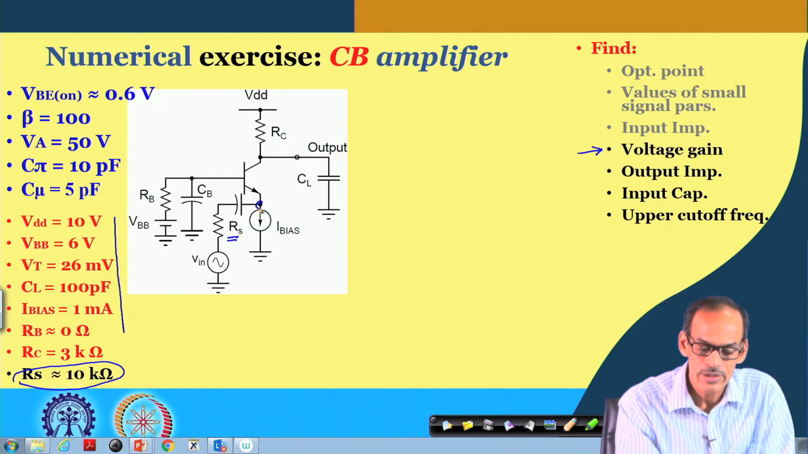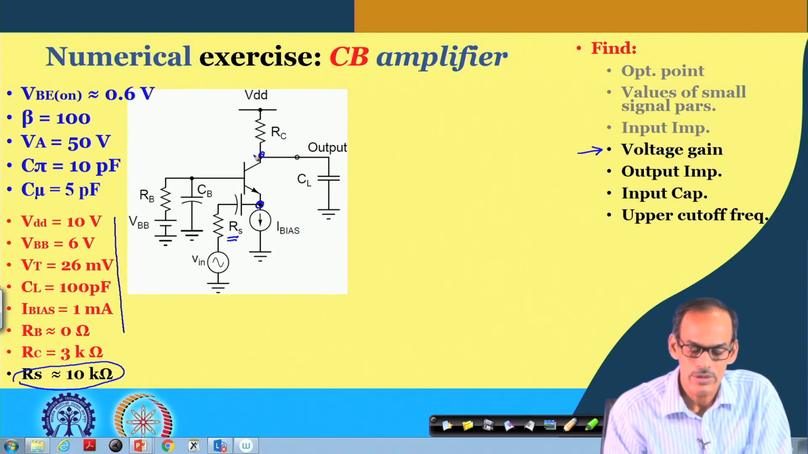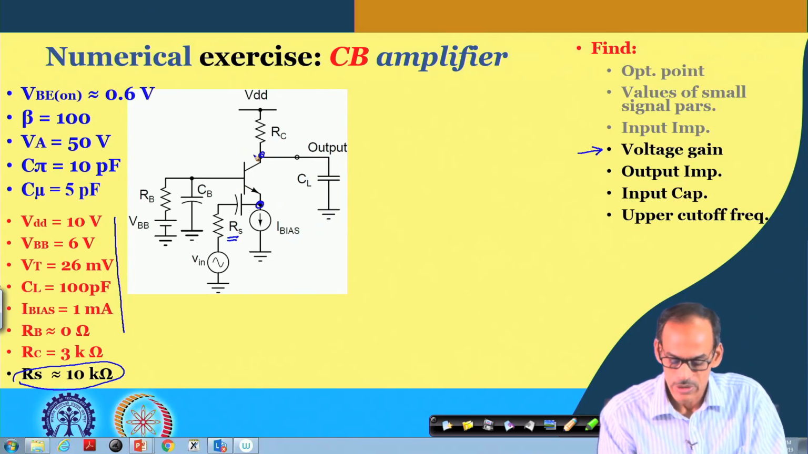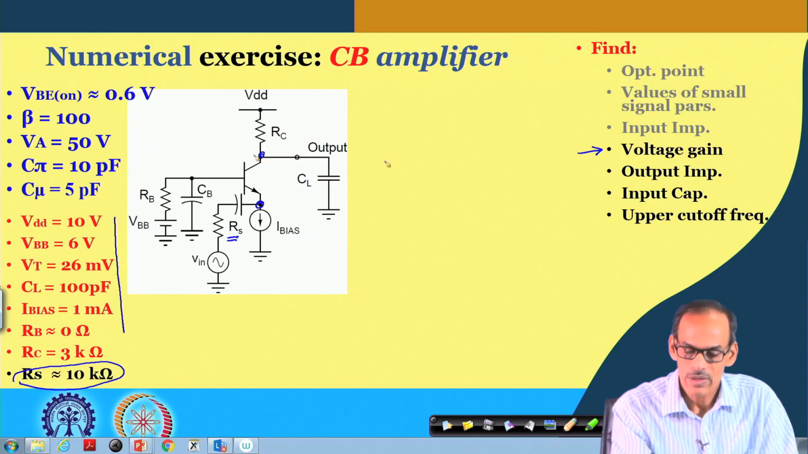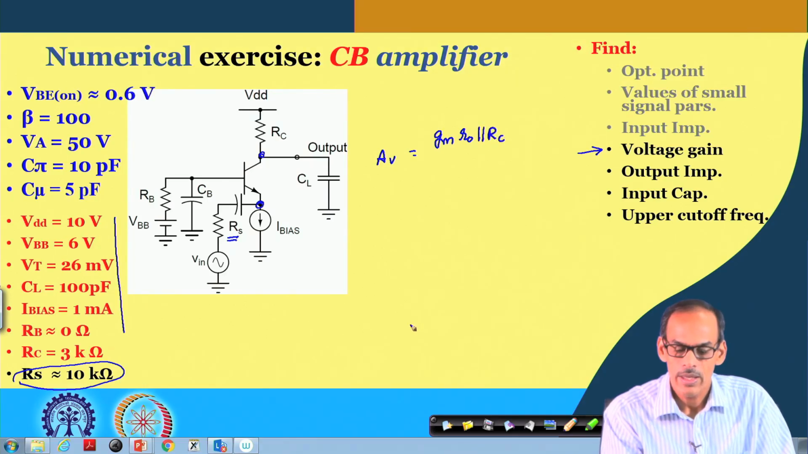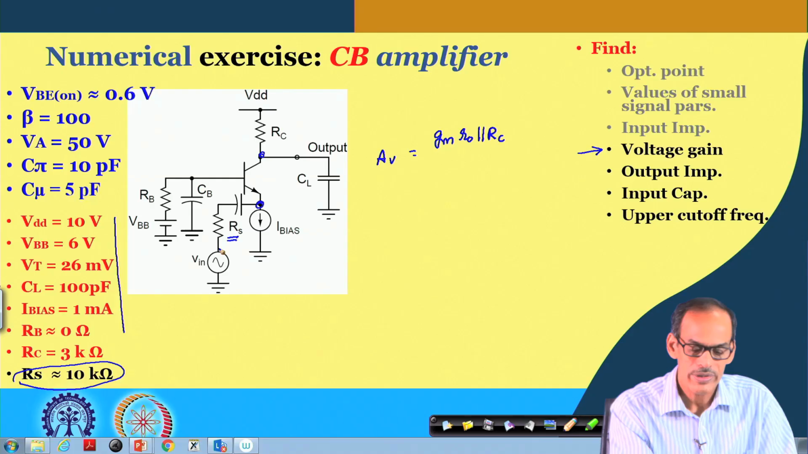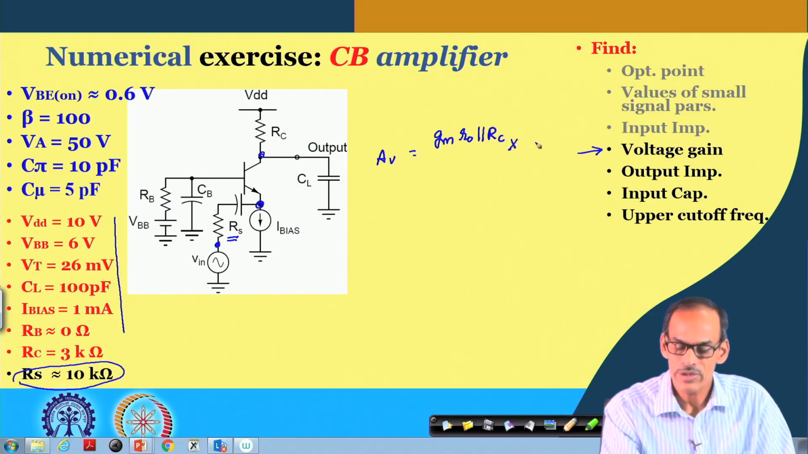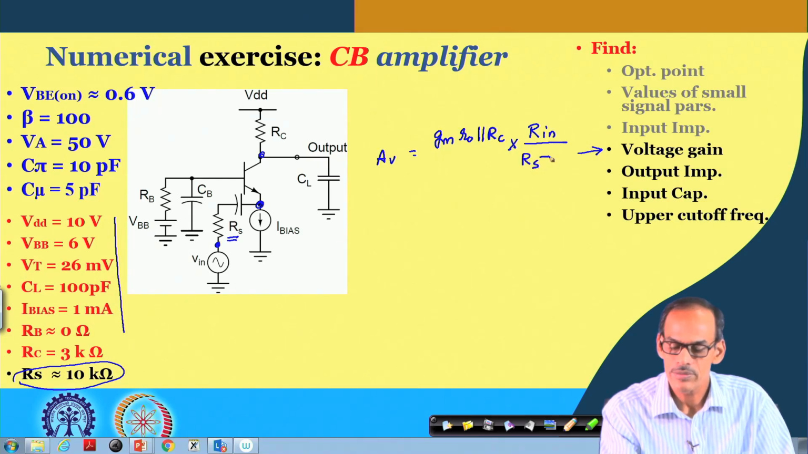So, the voltage gain from this point to this point, namely emitter to collector, we already have seen that voltage gain is G m into R o in parallel with R c. And then if I consider from this point to this point, primary input to the emitter node, it has an attenuation, and that attenuation is R in divided by R s plus R in.